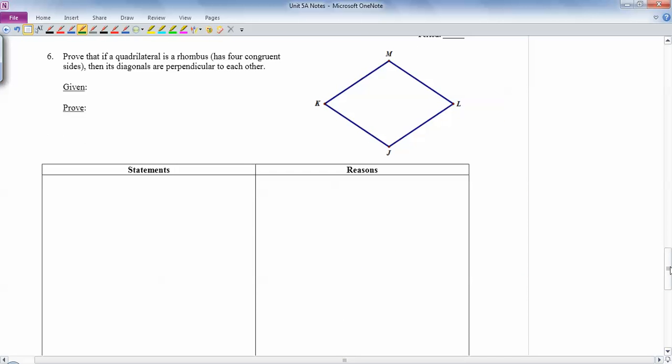So let's look at the rhombus here. A rhombus, it's mentioned here, has 4 congruent sides. All the sides are the same. And it says, prove that if you have a rhombus, then the diagonals are perpendicular to each other. So in this problem, we're going to say the given is that KMLJ is a rhombus. And the goal is to prove that MJ is perpendicular to KL.